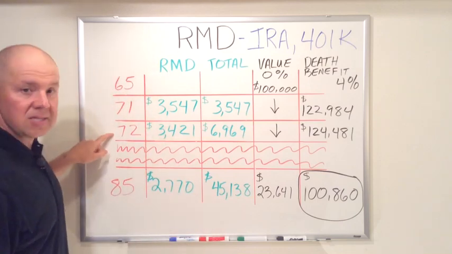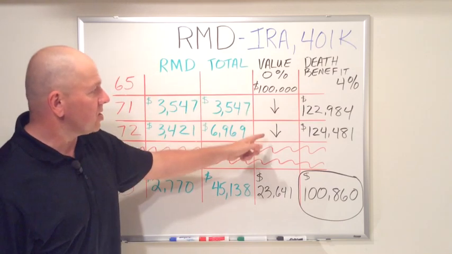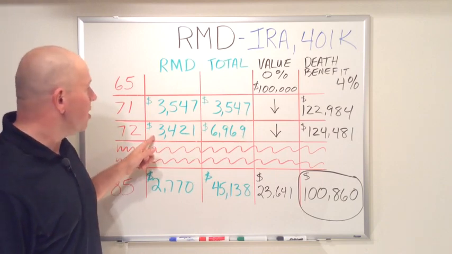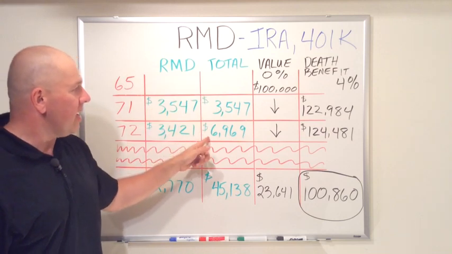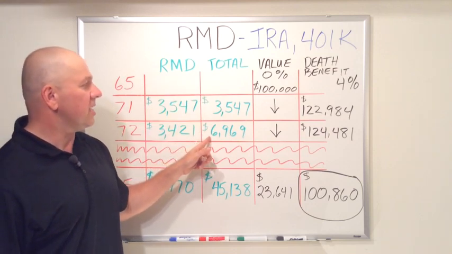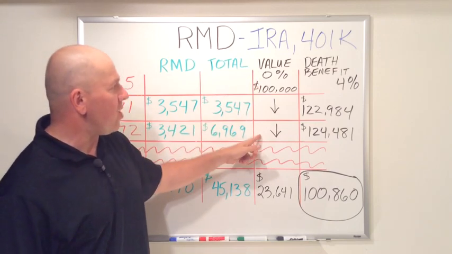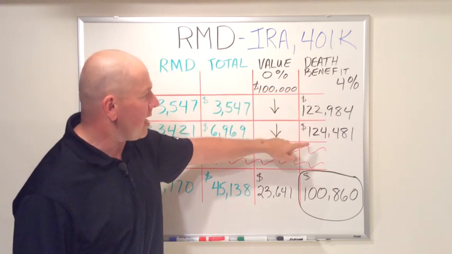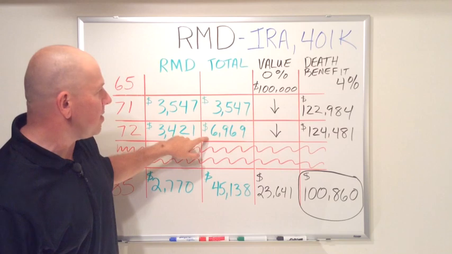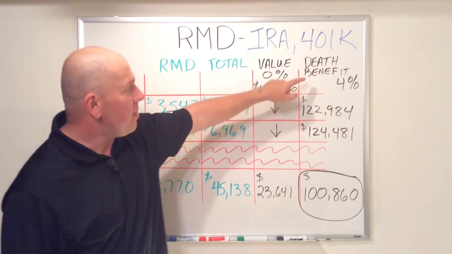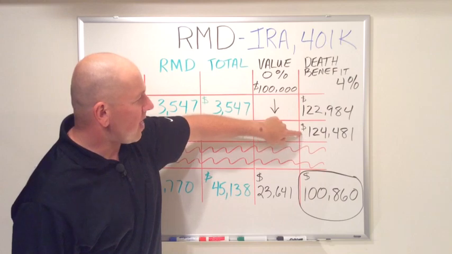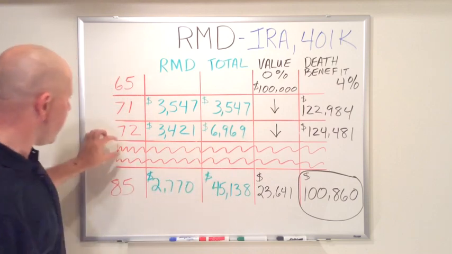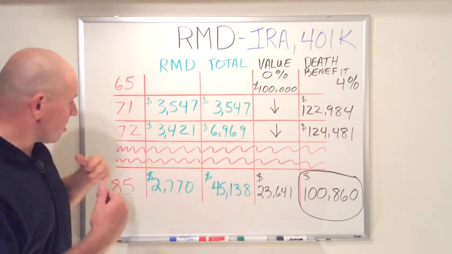So the next year, he's 72. Based on his account value, which has gone down in value, his RMD would be $3,421 that year. So his total amount of RMDs he's taken out is $6,669. That's also going to reduce his account value again because he's earning zero interest on it. But because the death benefit keeps growing at 4%, his account value after taking out his second RMD, even after earning zero on his account, because the death benefit grows at 4%, the death benefit is $124,481.